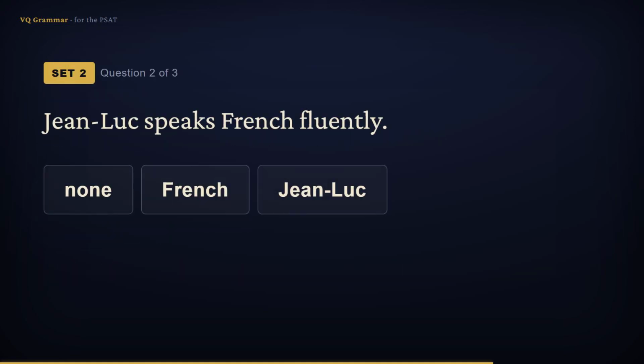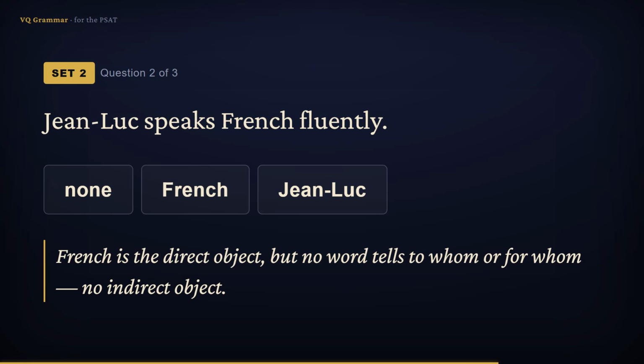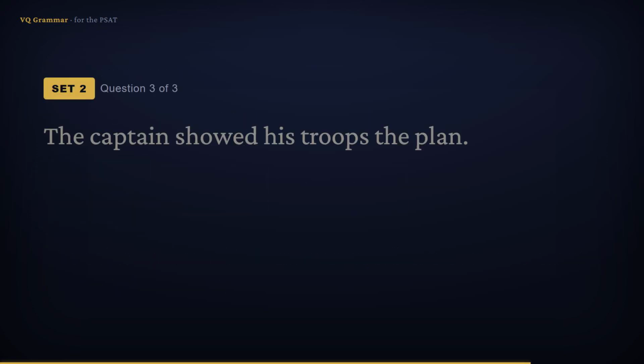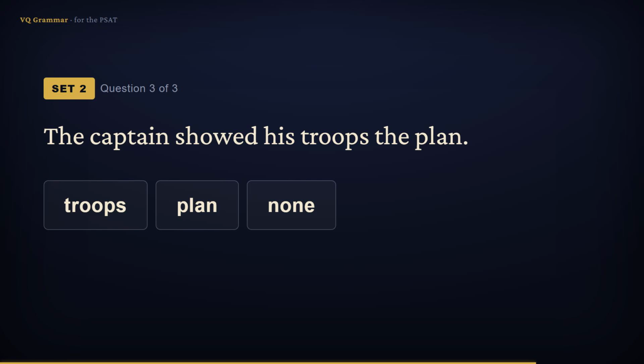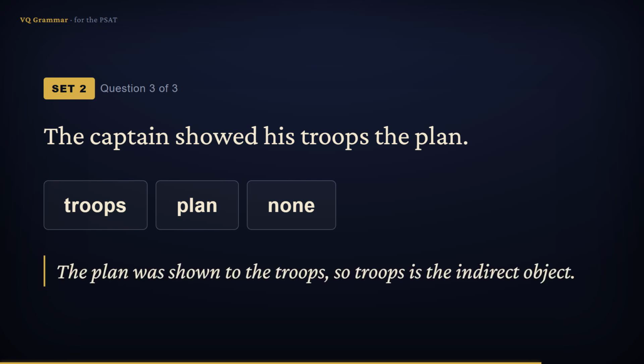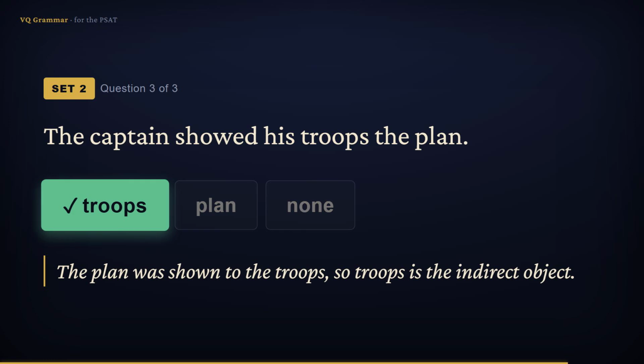Jean-Luc speaks French fluently. What does he speak? French, that's the direct object. But to whom or for whom does he speak it? Nothing in the sentence answers that. There's no receiver, so there is no indirect object. So the answer is none. The captain showed his troops the plan. What did the captain show? The plan, the direct object. To whom did he show it? To his troops. The captain showed the plan to his troops, same meaning. So the answer is troops.